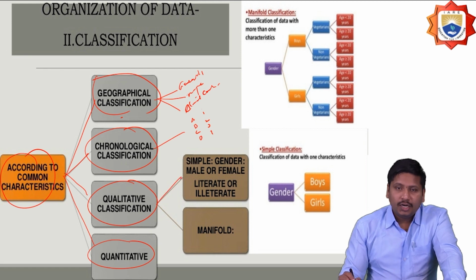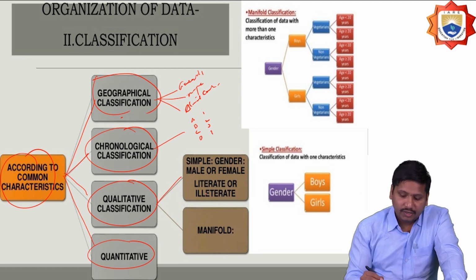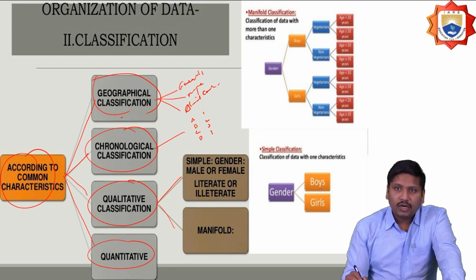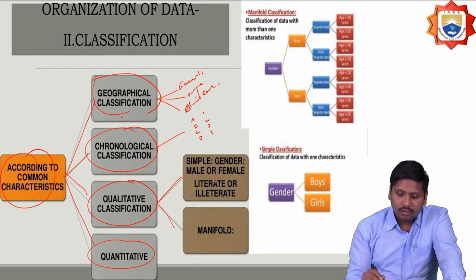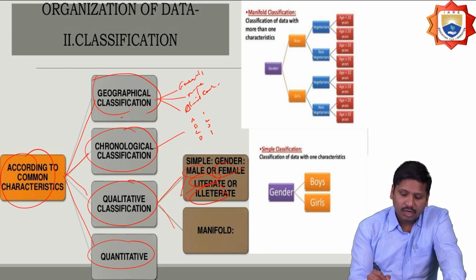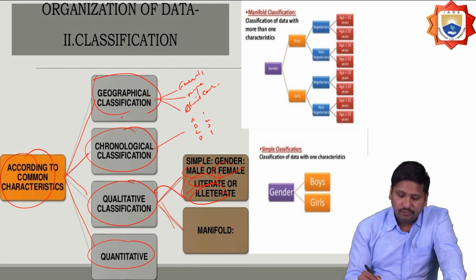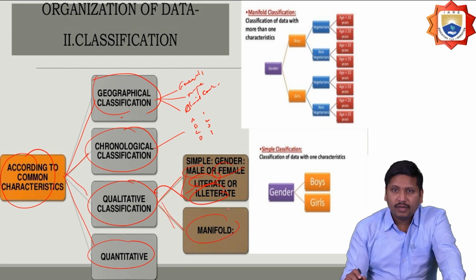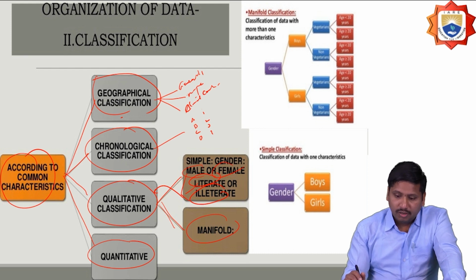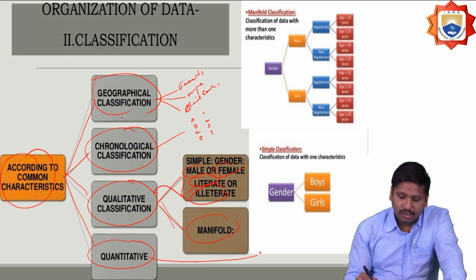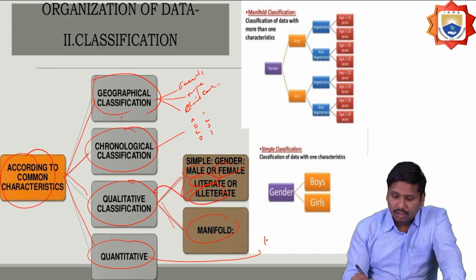And the next one is qualitative classification. This qualitative classification is again of two types. If I take gender, it may be male or female, or otherwise literate or illiterate. These kinds of data can be focused on under qualitative classification. If I go for manifold, this should be under the other type of classification. Similarly, for the quantitative one, as I said, the height should be in centimeters.